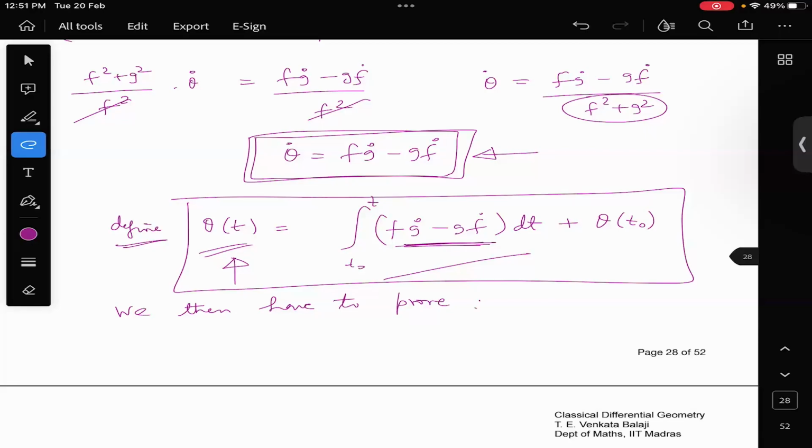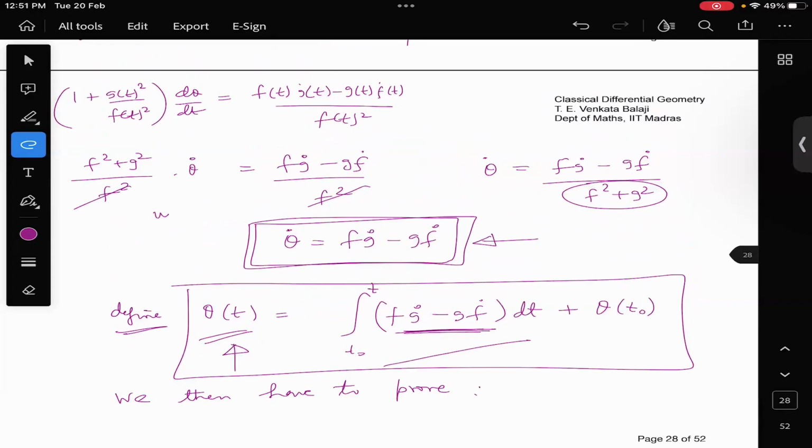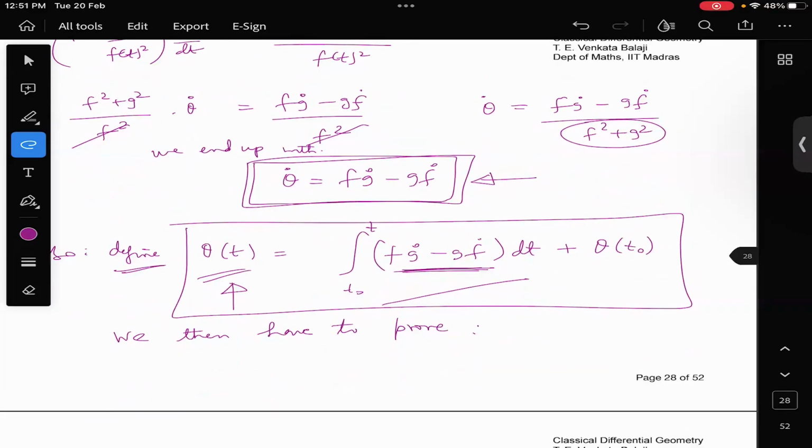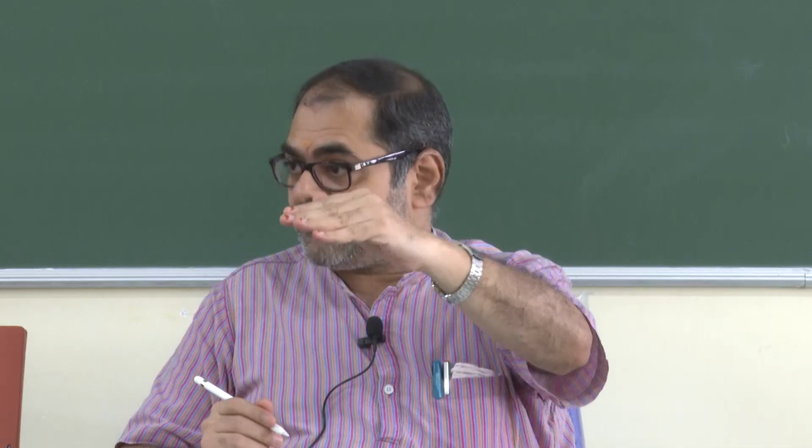So let me write this here. We end up with this. So you define it like this. What do you have to prove? Understand this very carefully. I first started with f of t is cos theta t, g of t is sin theta t, and assumed theta t is continuously differentiable, and I got this expression for theta dot. This expression for theta dot depended only on f and g.